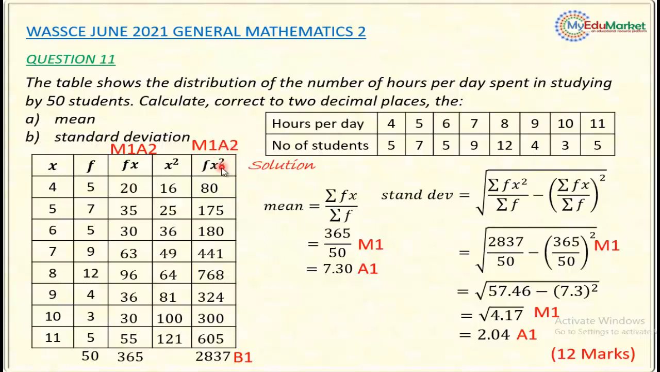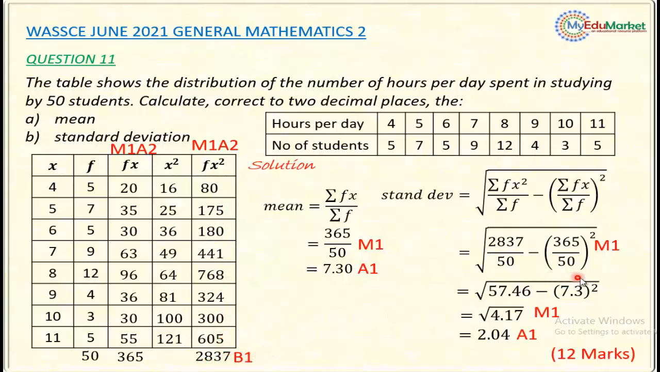Then the next mark is this one, M1A2. M1A2 is for getting this f of x square. The method mark is attempting to multiply each x square by its corresponding f. You have the method mark 1. And if all those values are correct, meaning your summation fx square are correct, you have the A2 mark. Next is the summation of this fx square. You have the bonus 1 mark if you have 2837 as the sum of all those ones.